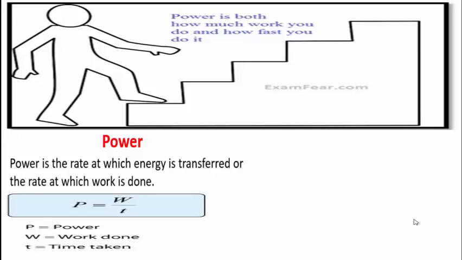So power can be defined as the rate at which energy is transferred or the rate at which work is done. That is, P is equal to W by T, where P stands for the power, W stands for the work done, and T stands for the time taken.